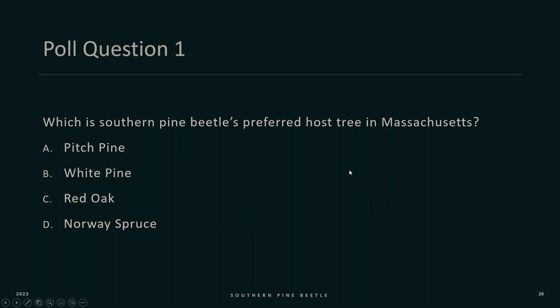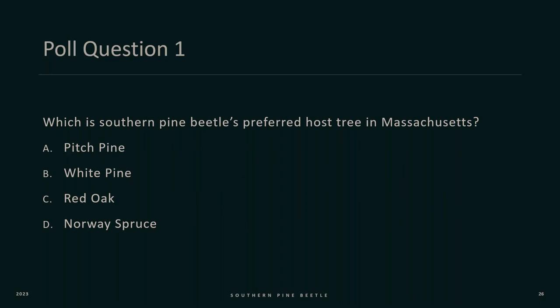All right. Yep. So it is in the title, pine beetle. It can get into some of our other pines, but it usually only infests those if it's adjacent to a super dense hotspot outbreak population. It's not going to go after white pine on its own. It really does prefer pitch pine and will go after that.